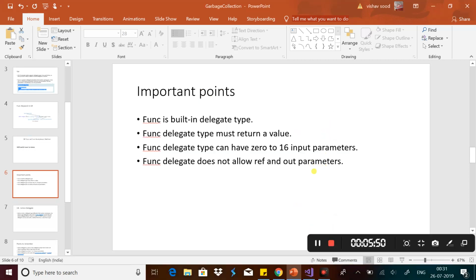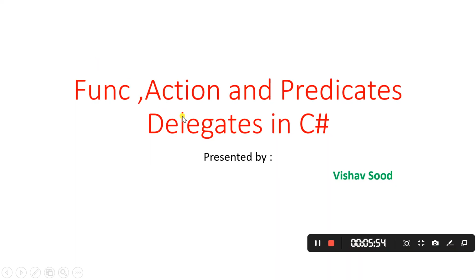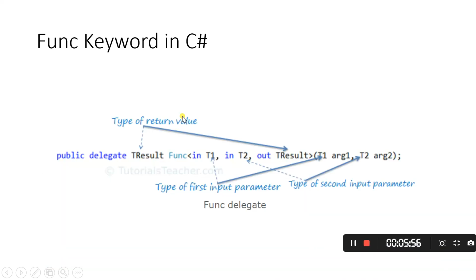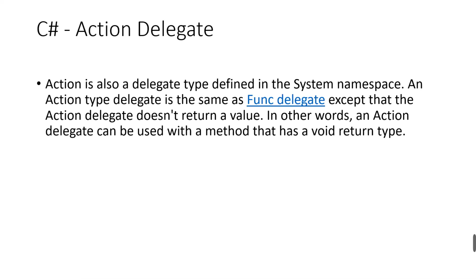The next term in this video is Action. What are Action delegates? Again, the Action delegate is defined in the System namespace. That means it is defined by the .NET Framework itself. An Action type delegate is the same as a Func delegate, except that the Action delegate doesn't return a value.